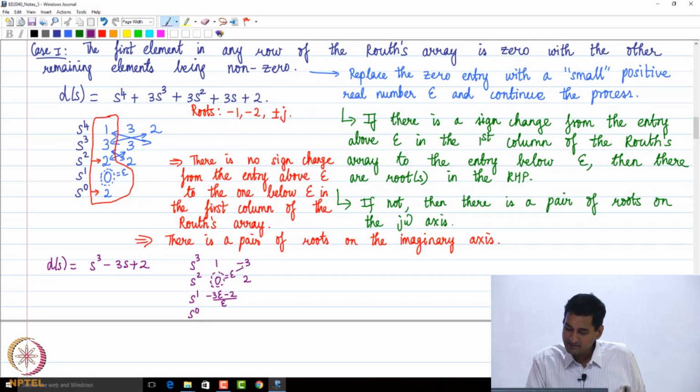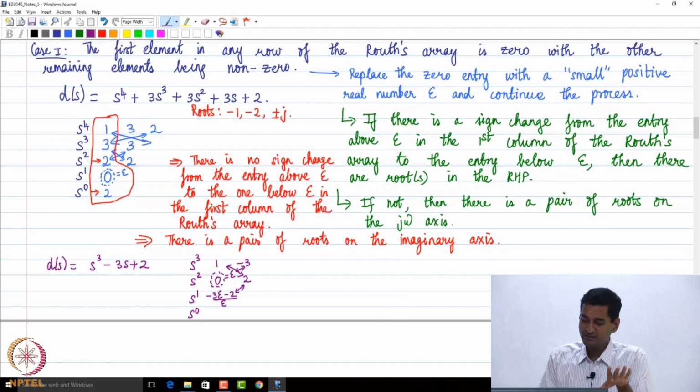How do I get this? I multiply epsilon and minus 3, 2 and 1, subtract, and then divide by epsilon. Then what will I get for the s power 0 row? I will just get 2, because I need to multiply minus 3 epsilon minus 2 by epsilon with 2, epsilon with nothing, so that won't change the result in the numerator, and divide by minus 3 epsilon minus 2 by epsilon. So I will just be left with 2.